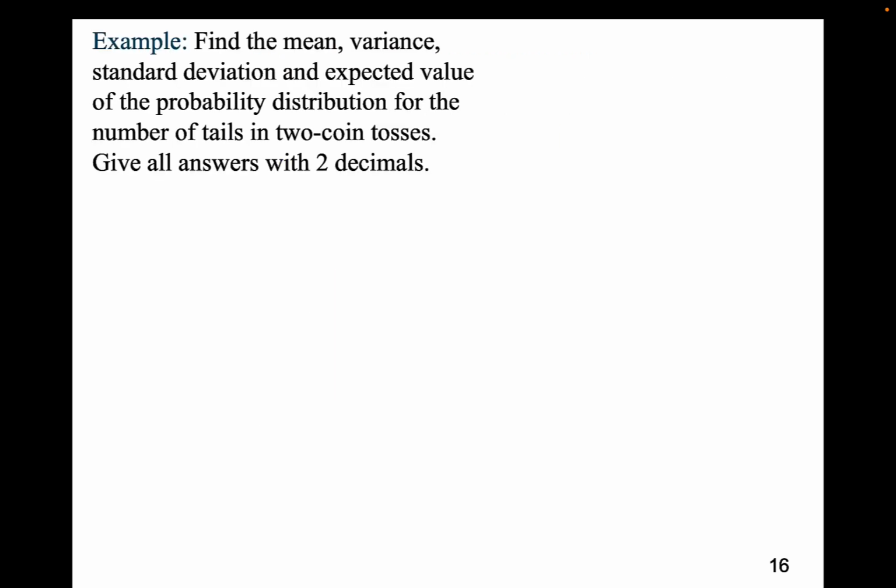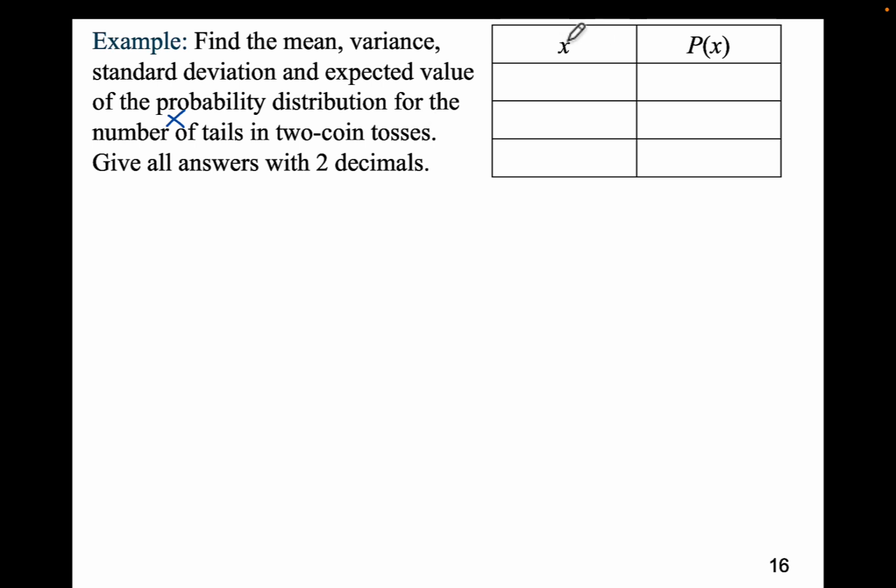Let's use an example where we're asked to find the mean, variance, standard deviation, and expected value of a probability distribution. For this example, though, we're going to be talking about the number of tails, so that's going to be the x, in 2 coin tosses. So to set up our table, we need all of our possible x values. That would be all the possible times you could get tails, or how many counts you would get tails if you flip a coin twice. So you could get tails 0, 1, or 2 times in those 2 coin tosses. And each of the corresponding probabilities will go here.